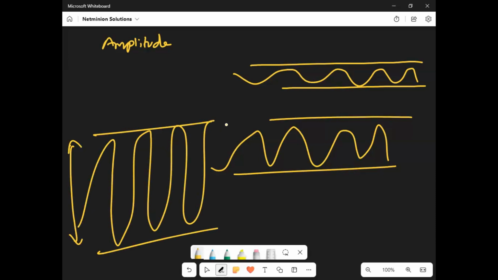Amplitude represents the quantity of energy injected in the signal, right? The displacement of the waves across the equilibrium.